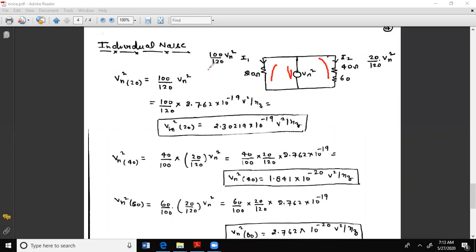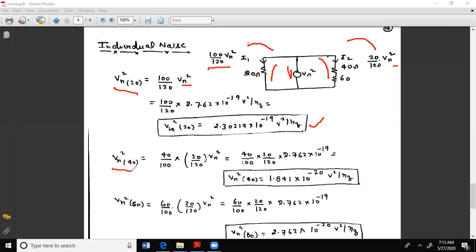So the total contribution of the noise in the left hand side is 100 divided by 120 of the total noise. While in the right hand side, the total contribution of the noise is the opposite: 20 upon total resistance into the Bn square. So total noise in the right hand side is 20 upon 120 Bn square. So noise due to the 20 ohm is 100 divided by 120 into Bn square. Just put the value. So this is the noise of the 20 ohm resistance.